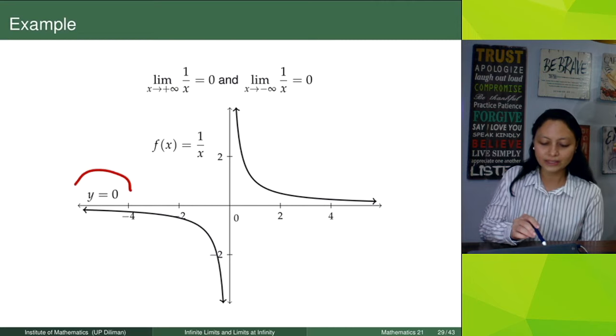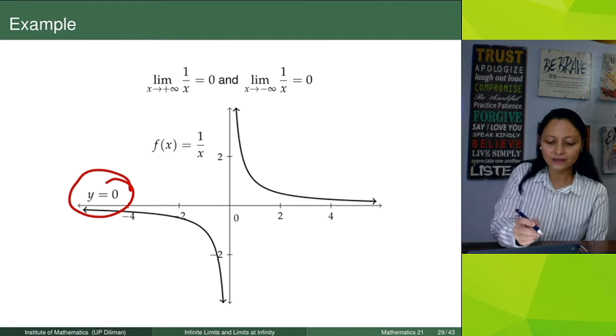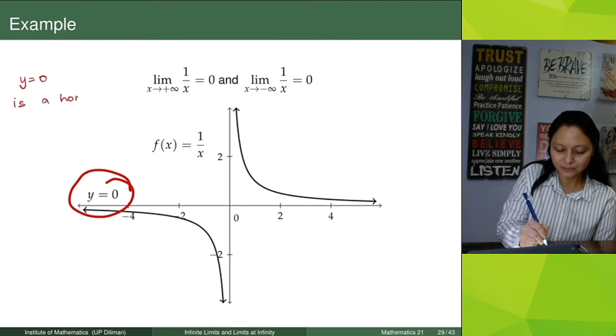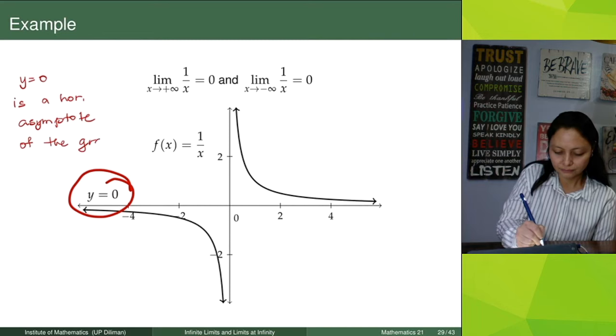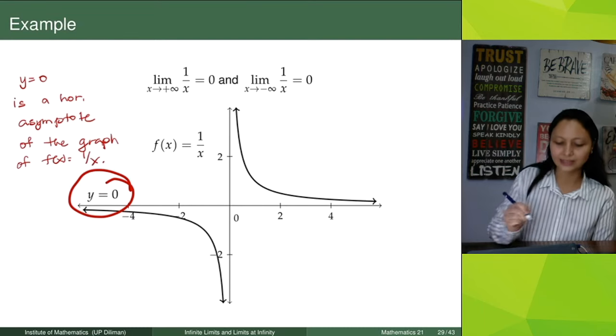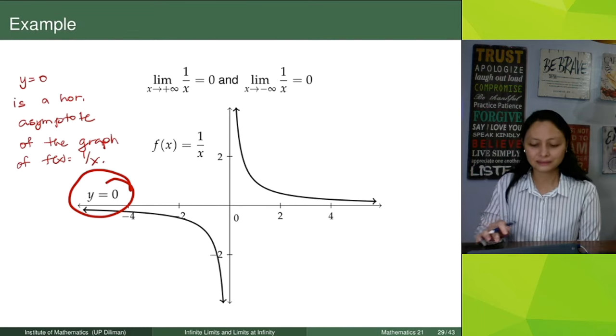Okay, so itong y equals 0 is a horizontal asymptote. Ito na lang, y equals 0 is a horizontal asymptote of the graph of f of x equal to 1 over x. Okay?